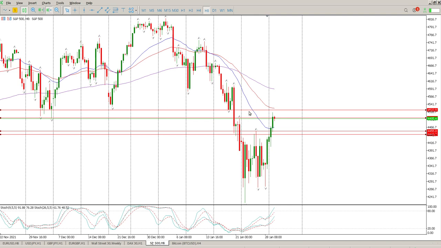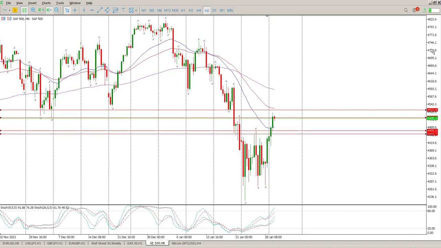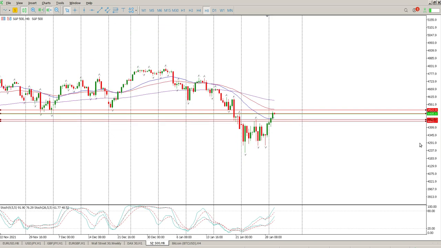That is the area we should be looking for rejections. If we get the rejections, probably another move into this range, this volatile range that we've had last week. Anyway, guys, I'm sitting on my hands. I'm really not interested in that. So we will wait and see.